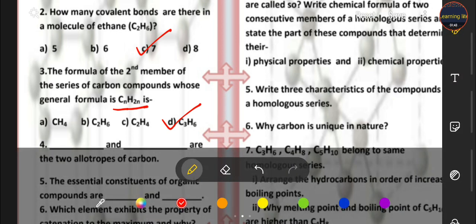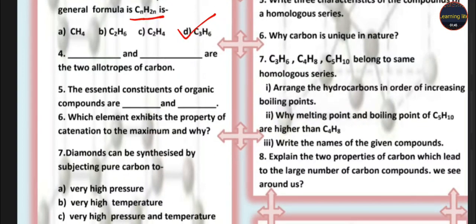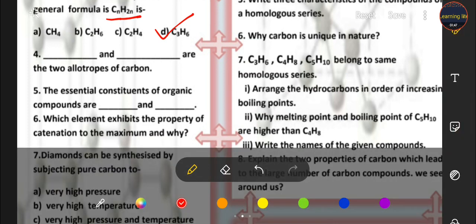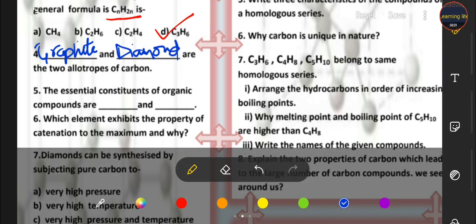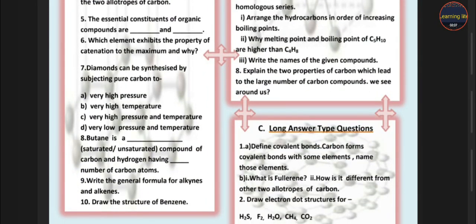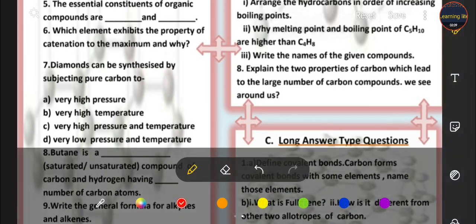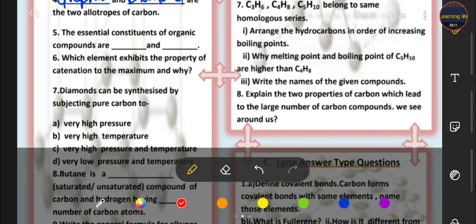Fourth question is dash and dash are the two allotropes of carbon. I think you can learn about it. That is graphite, and the second one is diamond. Fifth question, the essential constituents of organic compounds. The essential constituents are two, which are carbon and hydrogen, student.